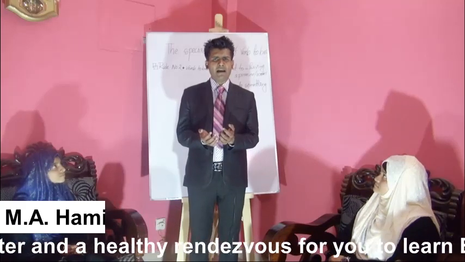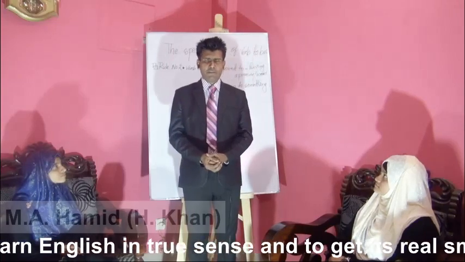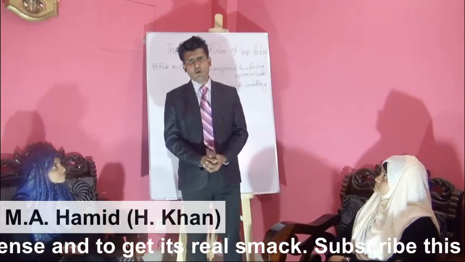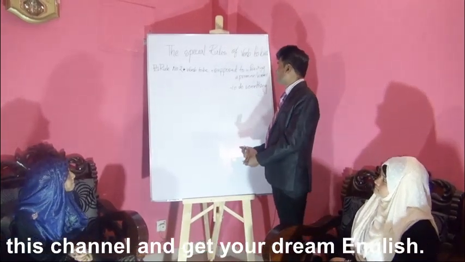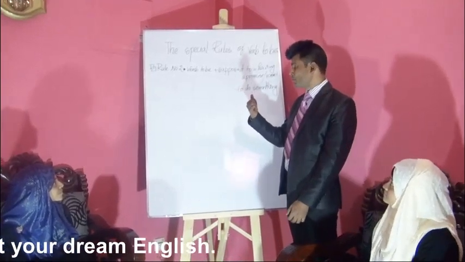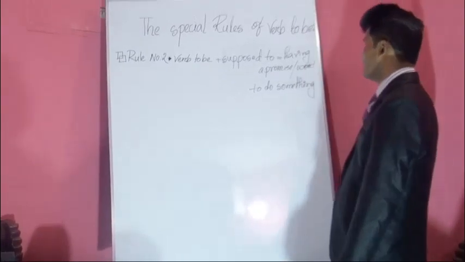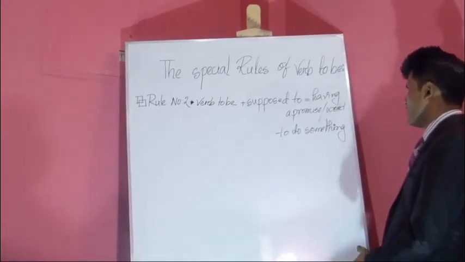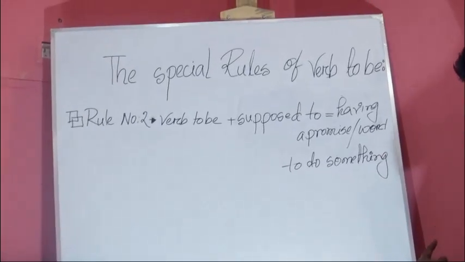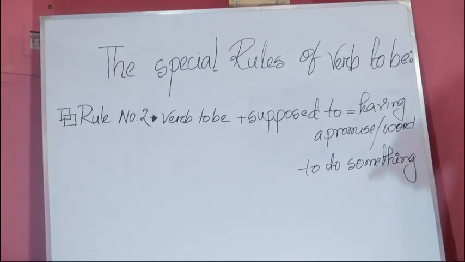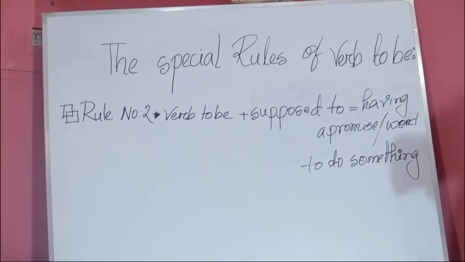And before giving you the explanation, I would like to introduce you to it. And that is, you see on the board, it is clearly written: the special rules of Verb To Be, rule number 2. Verb To Be plus supposed to is equal to having a promise or word to do something. Having a promise or a word to do something. Verb To Be plus supposed to is equal to having a promise or word to do something.